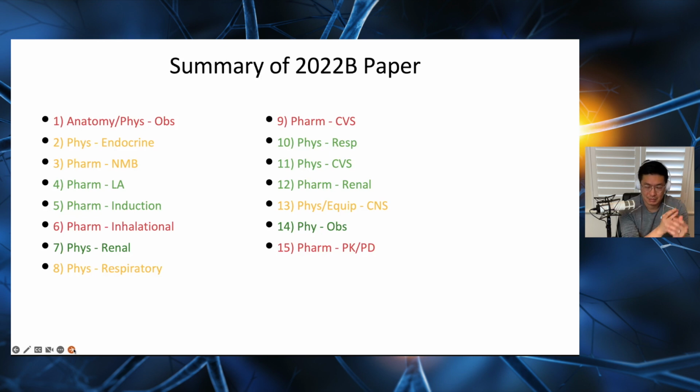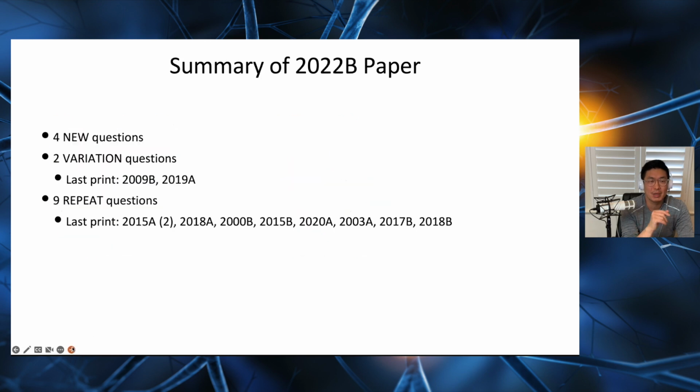Yeah, it's hard. So on the final slide, I've just got some of my thoughts about this exam. There are 4 new questions, 2 variation questions, where the last print was 2009B and 2019A. And then we had 9 repeat questions, where the last print was 2015, 2018, 2000, 2015, 2020, 2003, 2017, 2018. And if you go to the next slide, I've got some take-home messages.